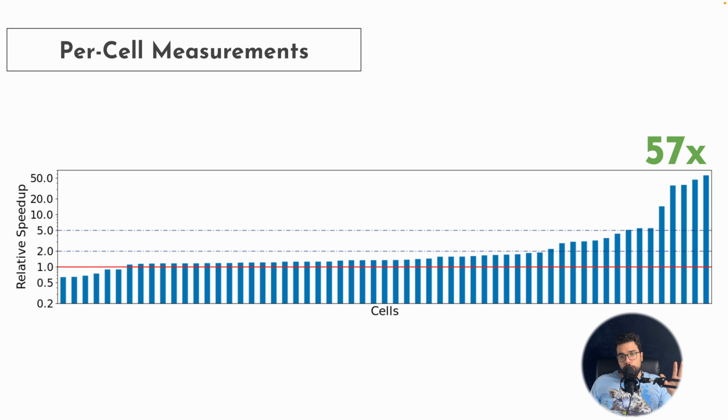Here we have per cell measurements. Sometimes folks care more about these. They care more about running a specific cell. On the x-axis, we have again the cells. On the y-axis, we have the relative speedup, again compared to Pandas. Here we can see much more important speedup. So the highest speedup here is 57x.